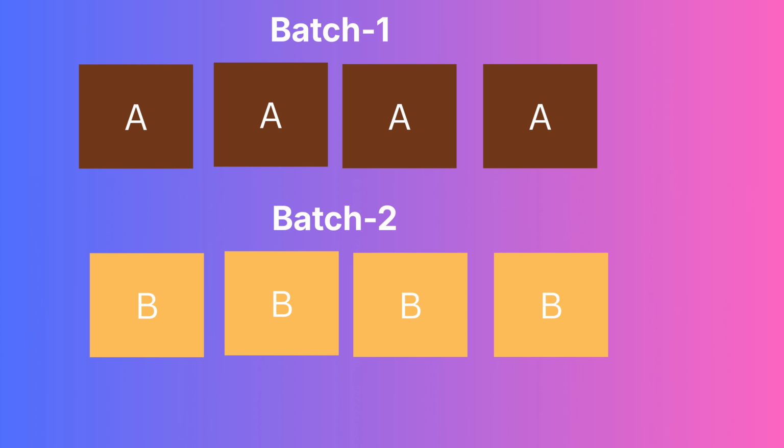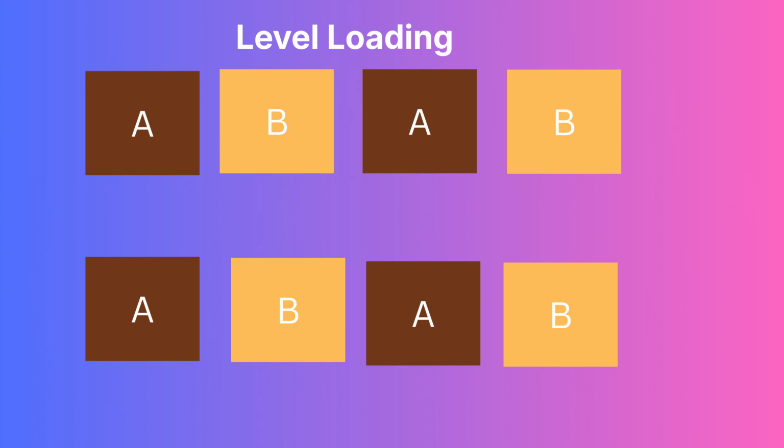Now, what's the solution? We use leveling of product mix. Instead of producing all of product A first and then product B, we alternate in smaller batches, A, B. This improves flexibility, reduces inventory, and helps us respond better to customer demand.